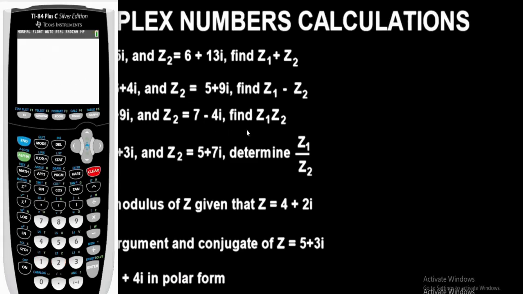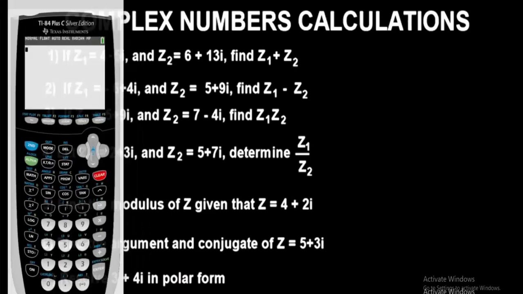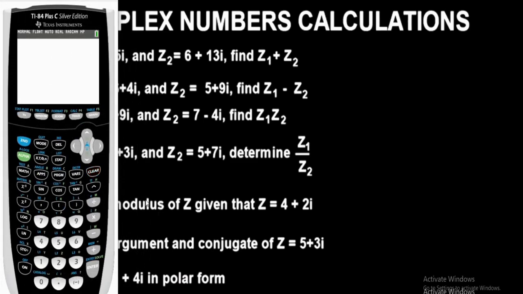Alright, so let's begin with question 1, which is addition of complex numbers. It says if z1 equals this value and z2 equals this value, find z1 plus z2. So we have addition. Put them in brackets, very important. In brackets we have 4 minus 5i. To bring out the i symbol, press second and this dot button. Then plus, open another bracket.